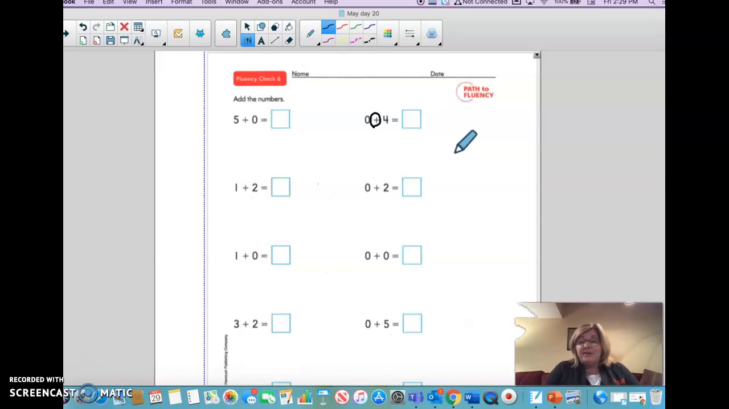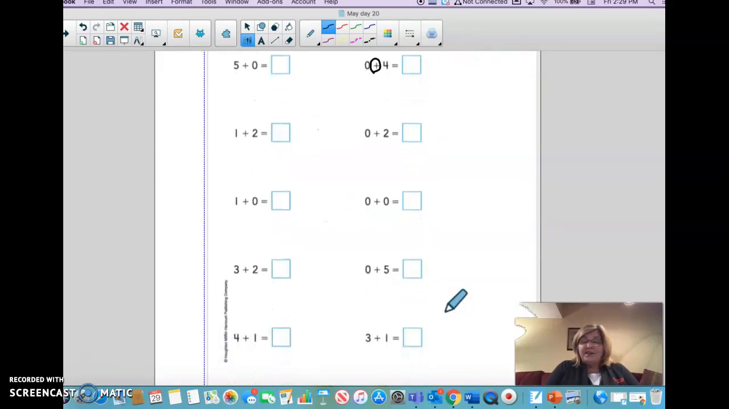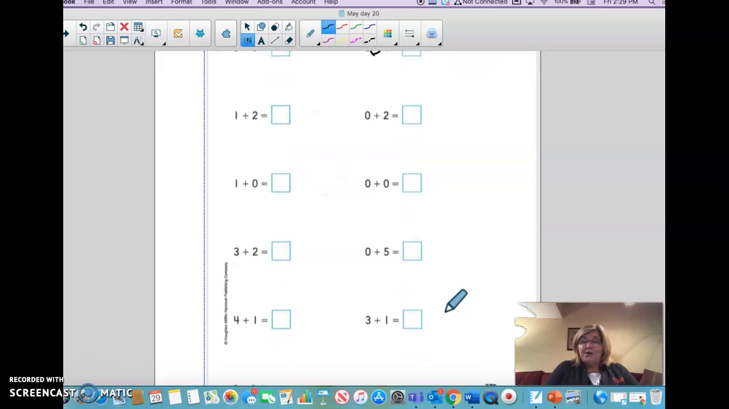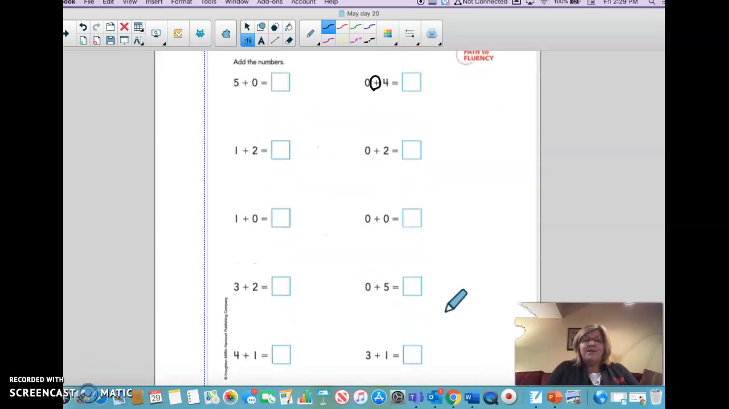Maybe have somebody try to time you and see how long it takes you to solve the addition and subtraction problems. So you can go ahead and get started, and then have somebody older in your house check your work when you're done. Good luck, mathematicians.